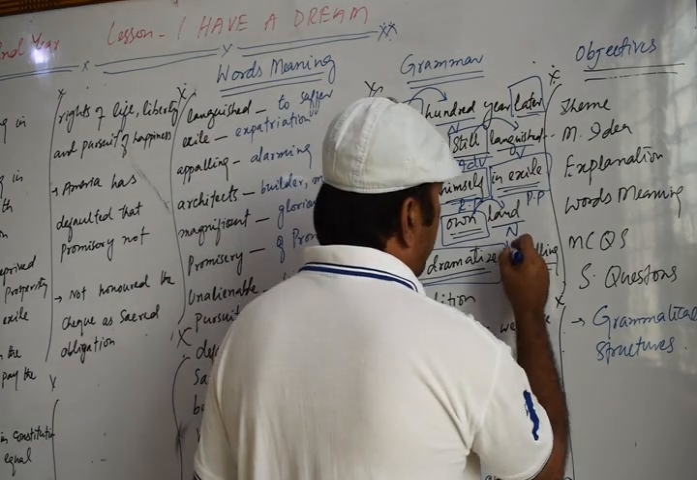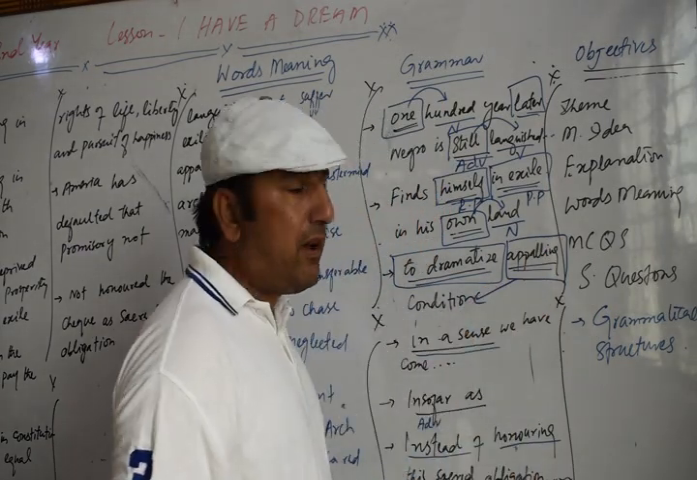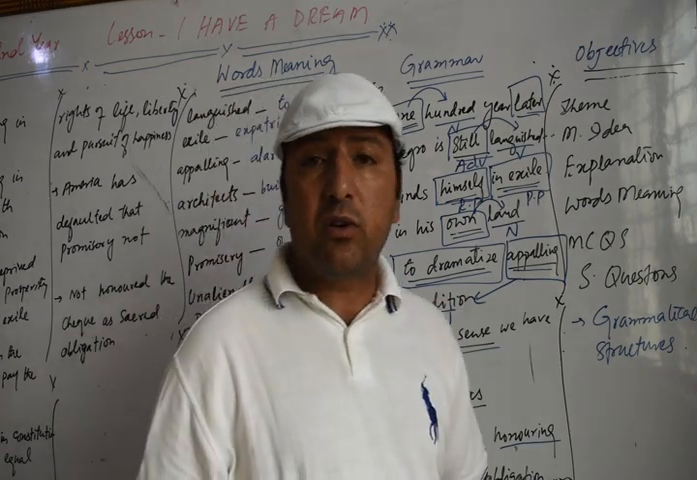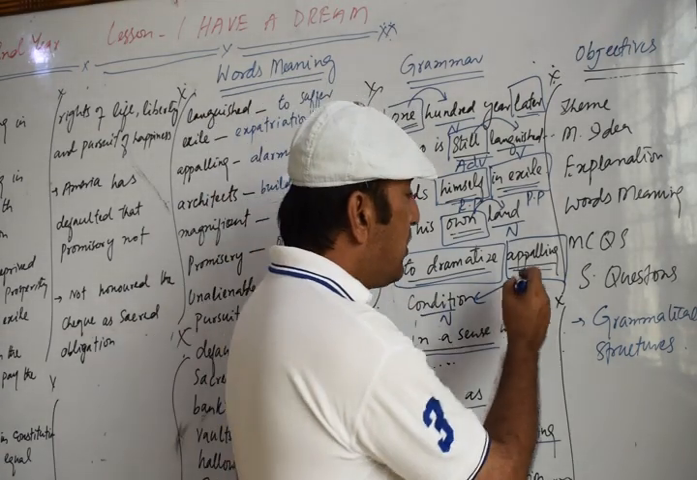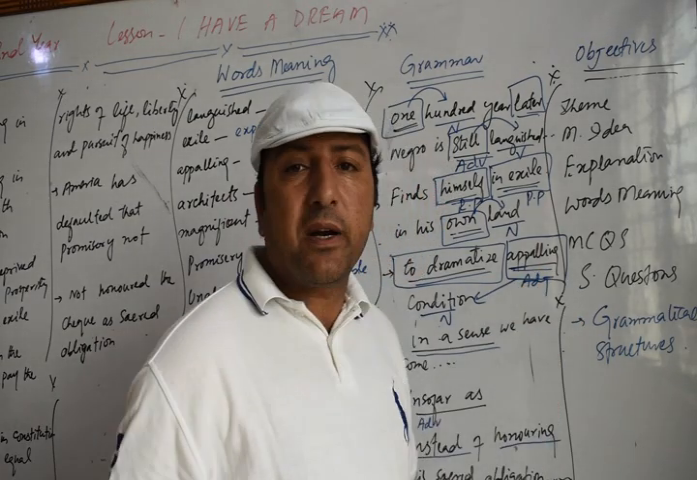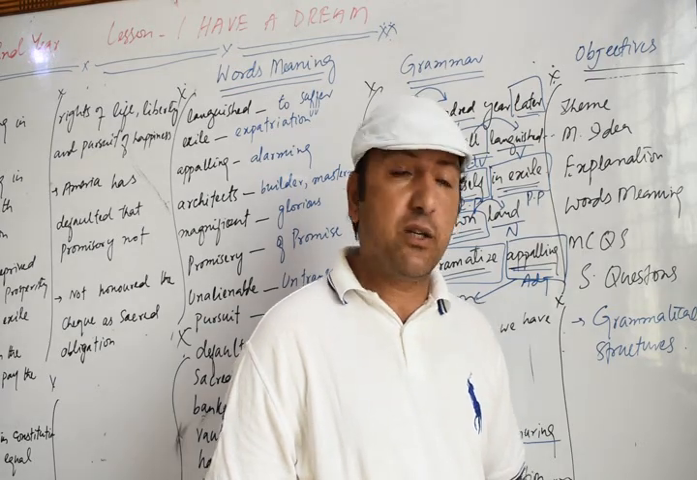Now you see we have "appalling." Appalling tells us about the condition. Condition is a noun. So any word which tells us about a noun, we call it an adjective. So "appalling" is basically an adjective, and it is also a present participle, and the present participle has been used as an adjective.